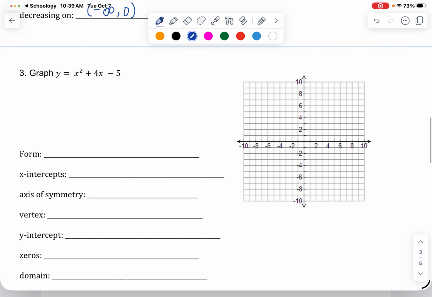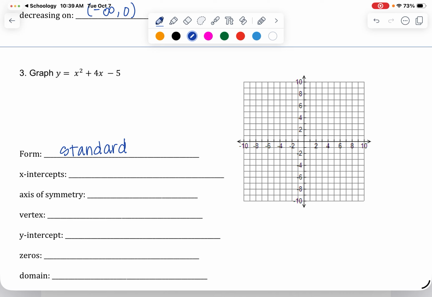So the next one is in standard form, which looks like it's expanded. Now, we can get these things in any order that we want. We can do x-intercepts next, axis of symmetry next, or vertex next. I'm going to do axis of symmetry next.